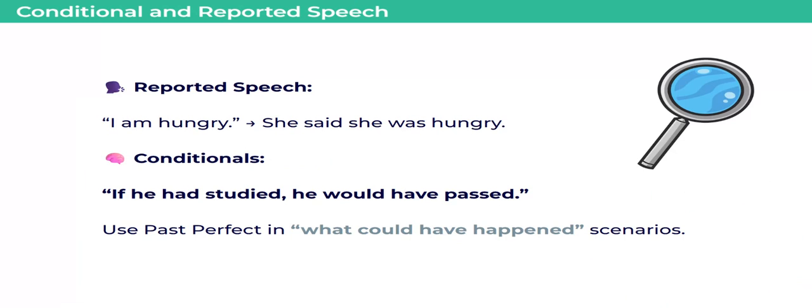Conditional and reported speech are also useful storytelling tools. Reported speech: I am hungry. In reported speech, she said she was hungry. Conditionals: If he had studied, he would have passed. Use past perfect in what could have happened scenarios.